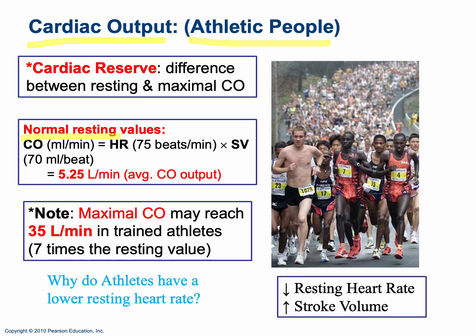We look at normal resting values of cardiac output, and a normal resting value typically is about 5.25 liters per minute for average cardiac output. Somebody who's a big athlete, their max CO might reach 35 liters per minute in trained athletes, 7 times the resting value. And that's definitely the case for people that do a lot of running.